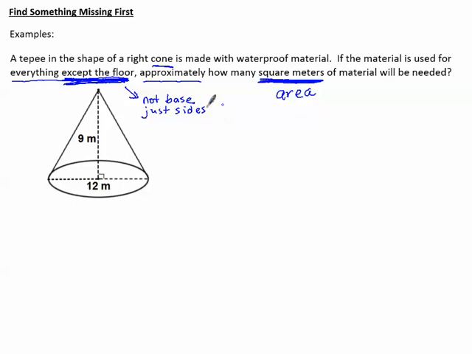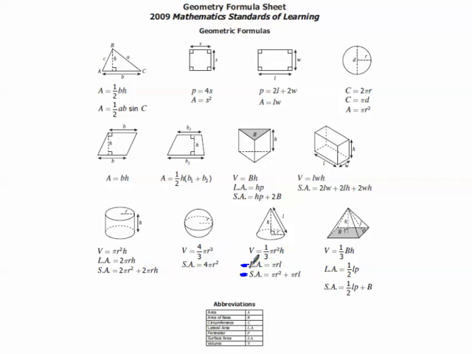So if it's area and it's just the sides, that would mean we are using the lateral area. So back to our formula sheet, for the formula for the lateral area of a cone, we see that the lateral area is pi r L. The r is the length of the radius and the L is the slant height, the slanted height going down the side of the cone.